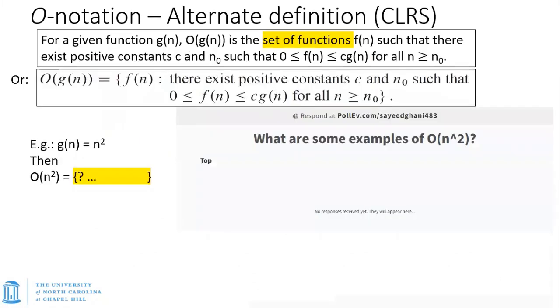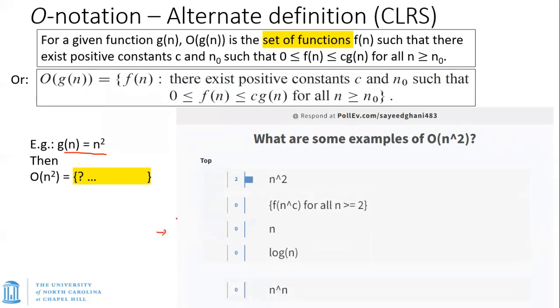So the next question is that, let's say that I'm giving you g of n to be n squared. I want you now to be able to tell me what are some examples of big O of n squared. So clearly n squared is right. Log of n. Small value of n.